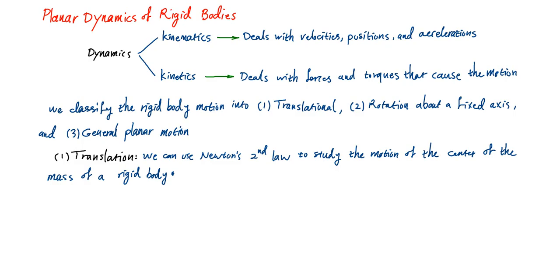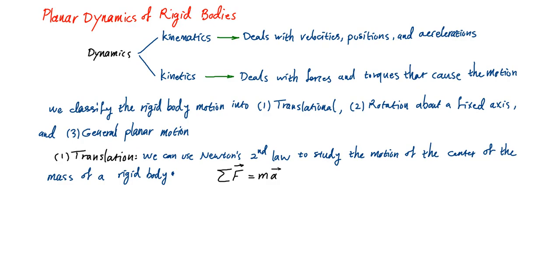This Newton's second law was telling us the summation of all the forces applied on the mass. In this case, it is a rigid body, and the forces applied to the rigid body is equal to mass multiplied by the acceleration. So this is the first equation that we use when we are studying a translational motion.